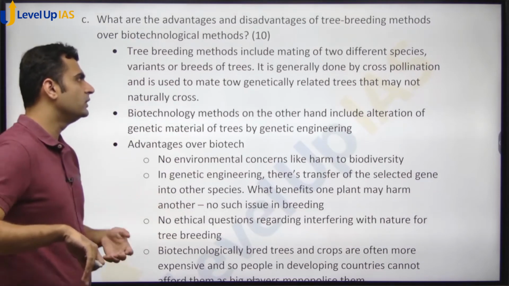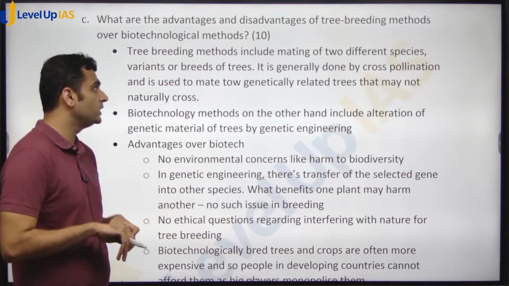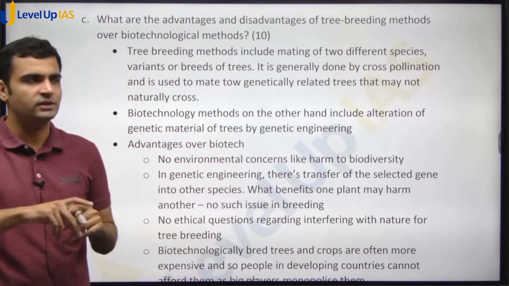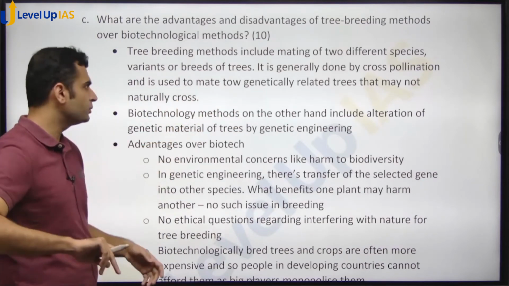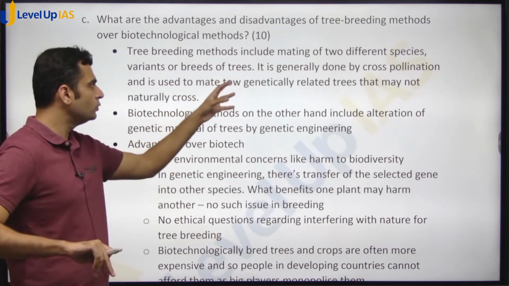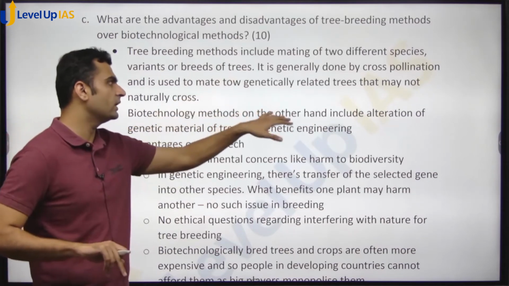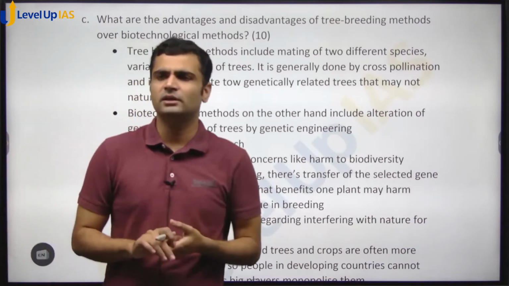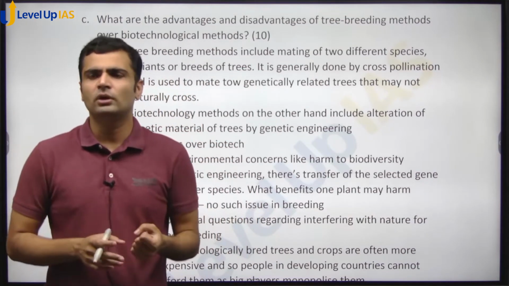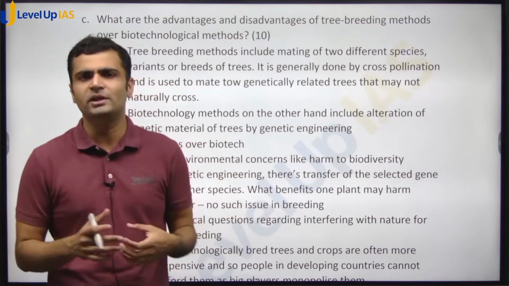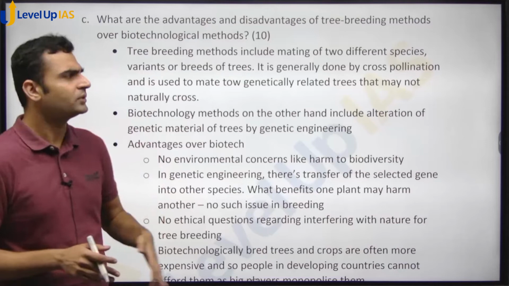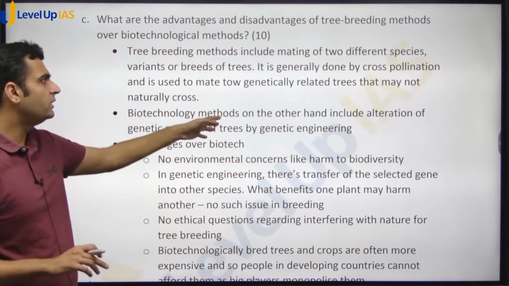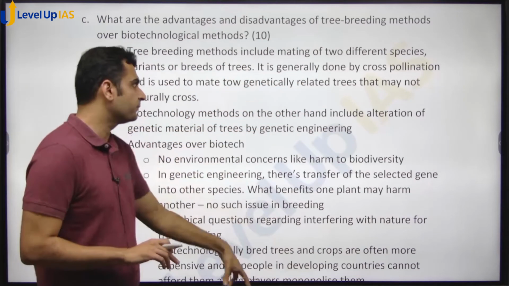Tree breeding methods will include mating of two different species or variants or breeds of tree that do not usually cross naturally. So it is generally done by cross pollination and is used to mate two, okay, sorry, spelling mistake is there, two genetically related trees that may not naturally cross. So basically in tree breeding, breeding is done in genetically similar trees. You can't just jump between families and genera that easily. That is again one of the limitations of tree breeding. So in tree breeding, we are doing it by cross pollination.